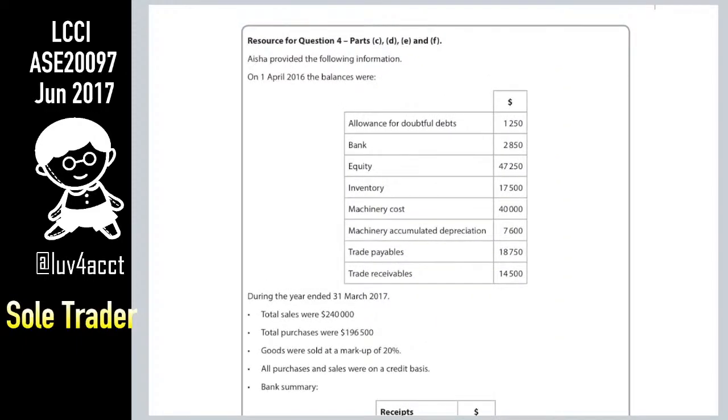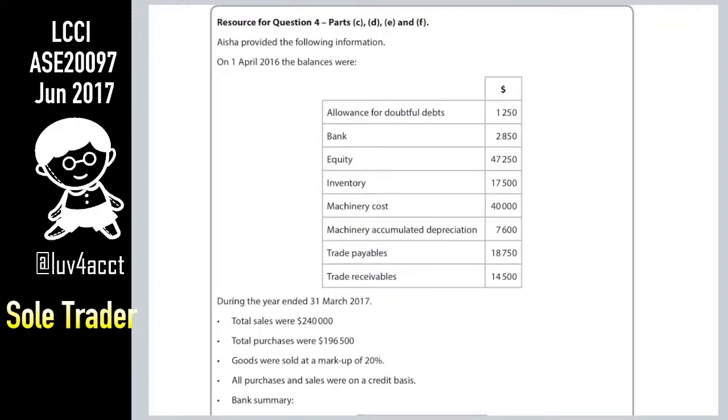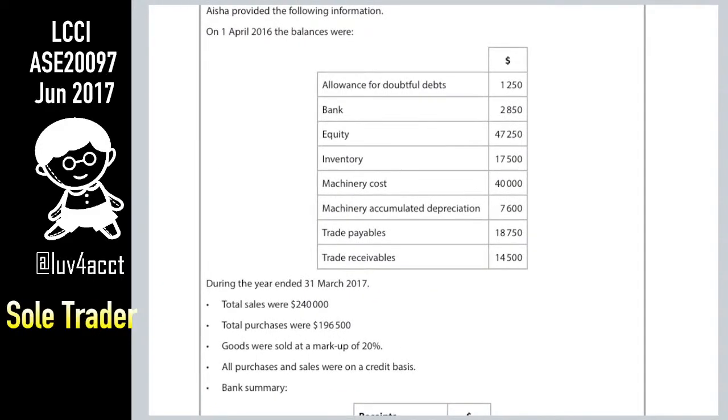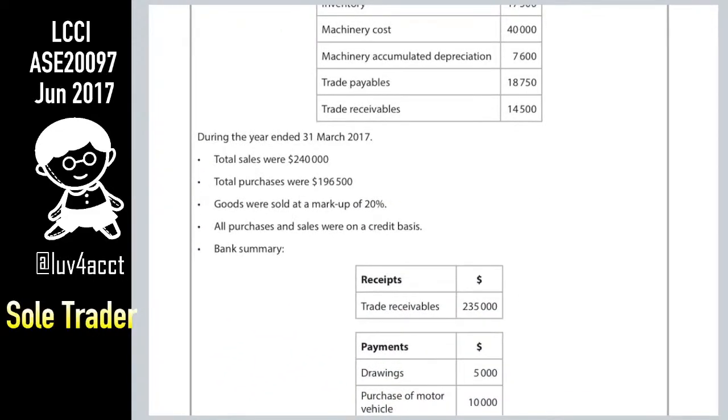Aisha provided the following information. These are the opening balances. With these opening balances, we would be able to calculate the opening equity, or actually the equity is given to you directly, so we don't have to calculate. Allowance for doubtful debt, bank, inventory, machine costs, accumulated depreciation, trade payables and receivables. During the year ended 31st March, total sales given to you, total purchases given to you. Very nice, so you don't have to calculate those things.